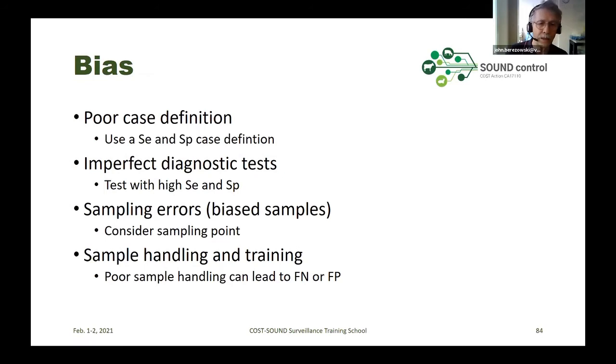Bias is important, and there are many things that can cause bias. We haven't really talked about many of them, but poor case definitions can bias your sample, as can imperfect diagnostic tests and sampling errors. So if you collect your sample in the wrong place, and if it's not random, you can bias your results. And also sample handling. If samples are improperly handled and the staff doing the testing and collecting are improperly trained, that can lead to an increase in especially false negatives, but sometimes also false positives.